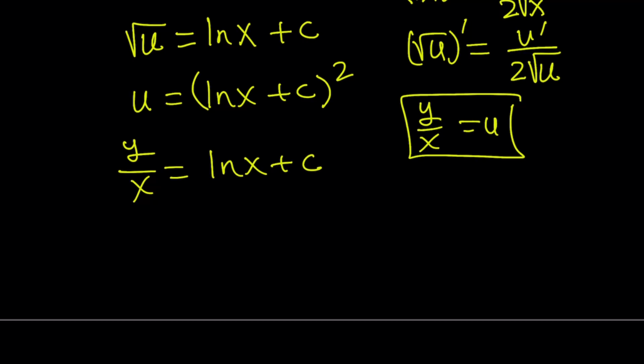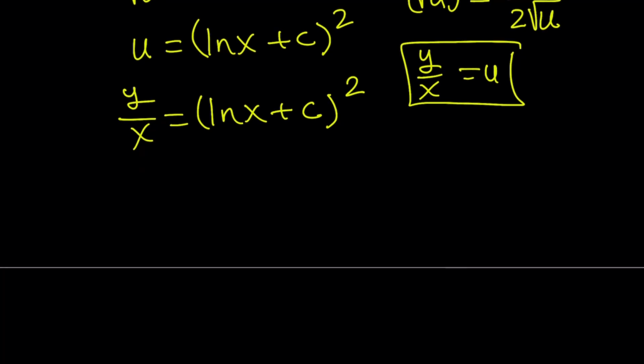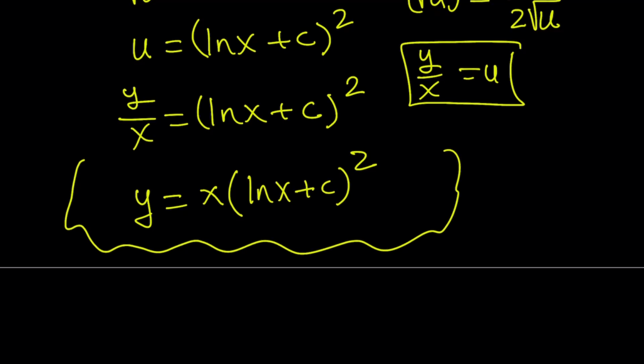Anyways, since we're trying to solve for y here, let's multiply both sides by x. And that's going to give us y equals x times x times ln x plus c, quantity squared. And that should pretty much give us all the solutions. If there are any other solutions that I'm missing, please let me know. I'm probably missing something, but anyways, this should give us the solutions.